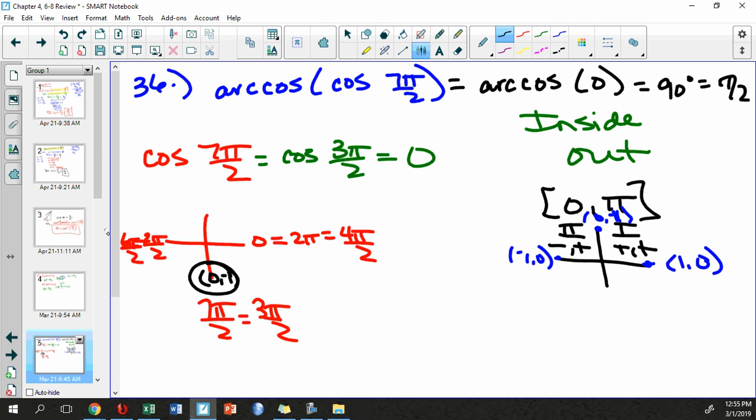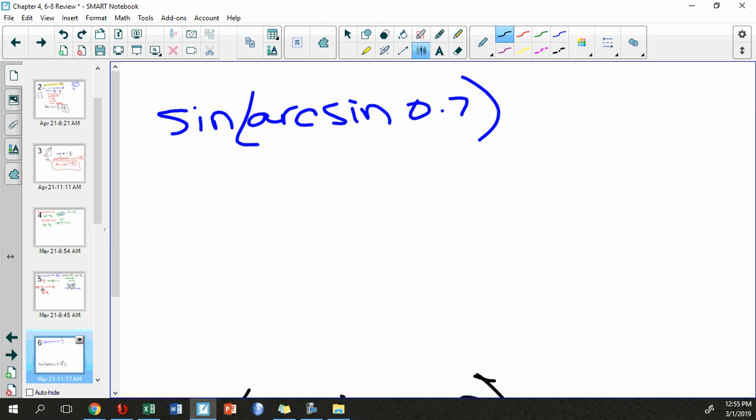Same exact process here. The sine of the arc sine of 0.7. Is this a let u equal? It is not, because those are inverses of each other. So immediately what my brain needs to think about is where do my angles have to fall when utilizing arc sine? Between -pi over 2 to positive pi over 2 is where my angles have to fall.